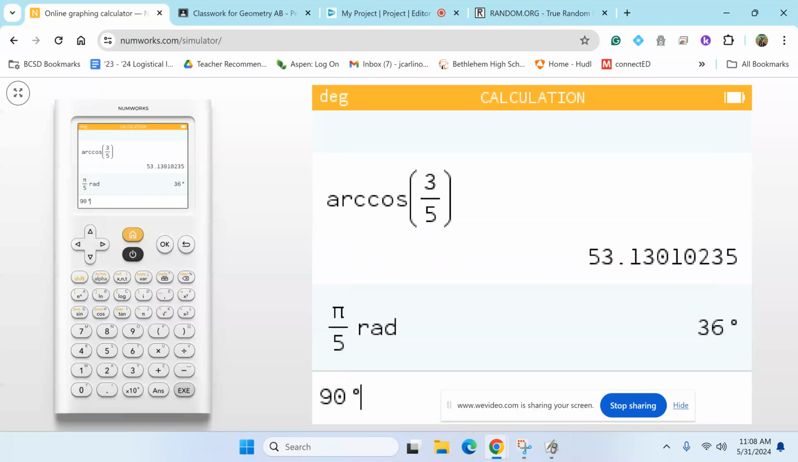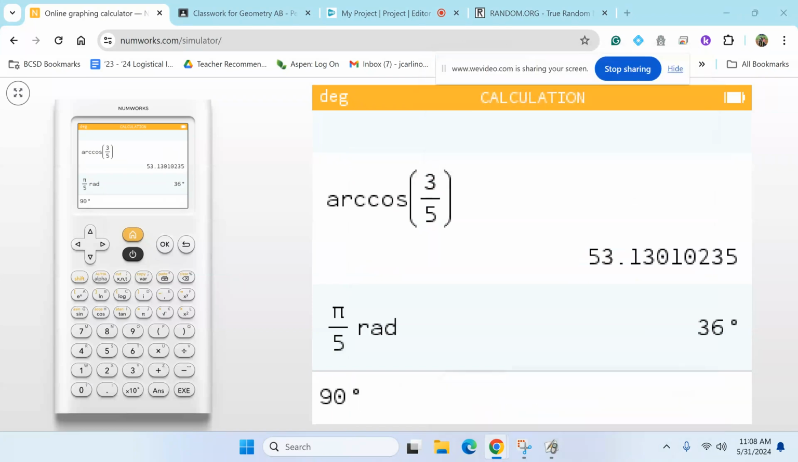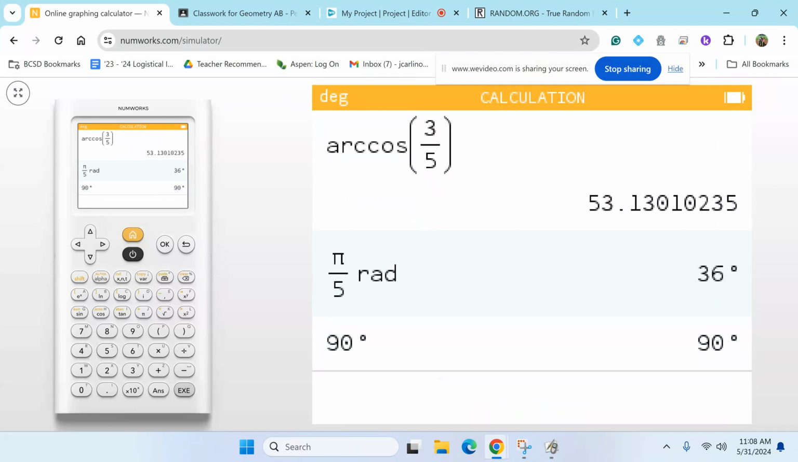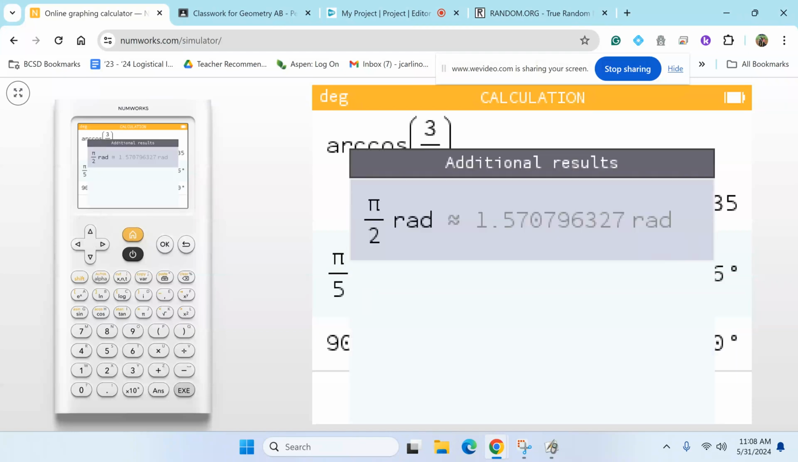But something interesting is going to happen here. You're going to assume that it's just going to give you radians back, but you hit enter, and what happens? It just gives you degrees back. Why? What mode are you in? You're in degrees, so your calculator is just going to give you degrees. How do you get that radian? You don't need to change your mode. You just highlight it, go over to those 3 dots, and it'll tell you what it is in radians.